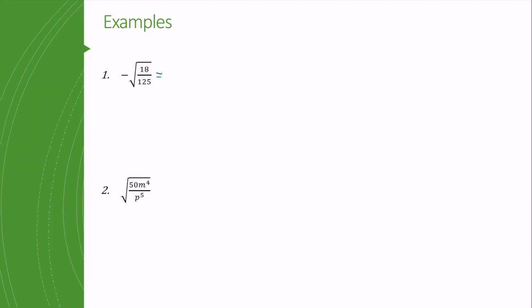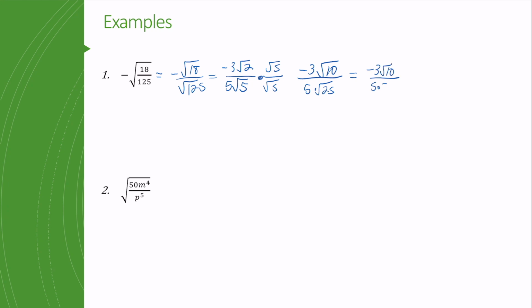I've got negative square root of 18 over square root of 125. The square root of 18 becomes 3 root 2. The square root of 125 becomes 5 root 5. So I need to multiply by the smallest radical to get rid of the denominator. That's going to be the square root of 5. So I have negative 3 square root of 10 over 5 times the square root of 25. So I have negative 3 square root of 10 over 5 times 5. Negative 3 square root of 10 over 25.